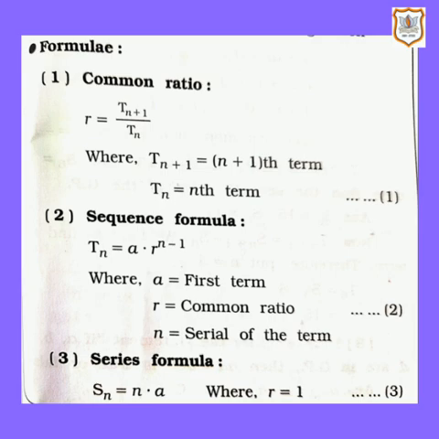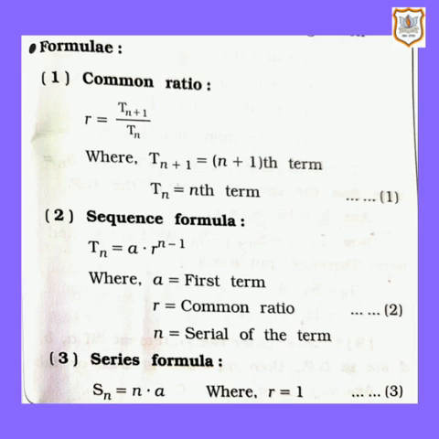In this video, we will continue chapter 9. So let's have a look at some important formulas to be used in the sums. The first formula is the common ratio. For R, the formula is R equals Tn plus 1 upon Tn, where Tn plus 1 is the n plus 1th term and Tn is the nth term. Second is the sequence formula, that means Tn is equal to A into R to the power n minus 1. We all know A is the first term, R is the common ratio, n is the serial number of the term.